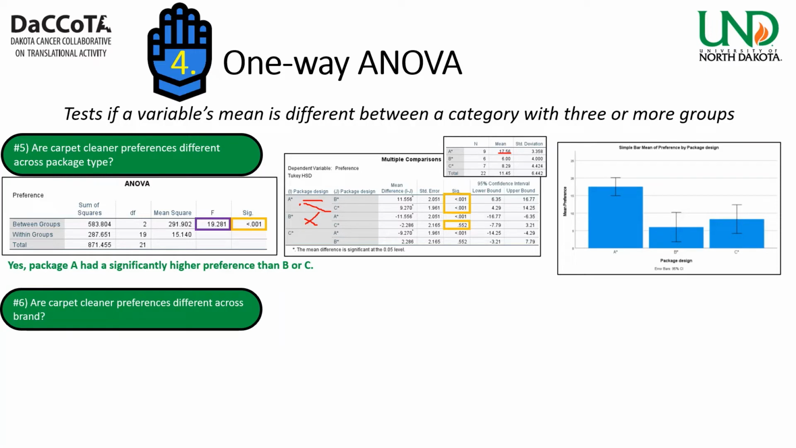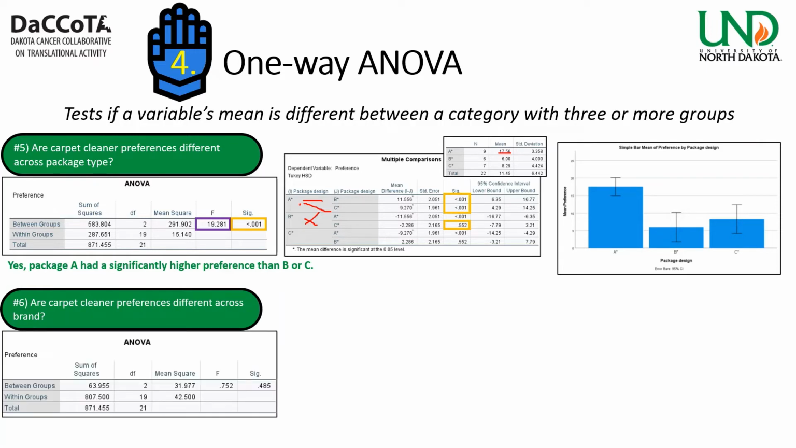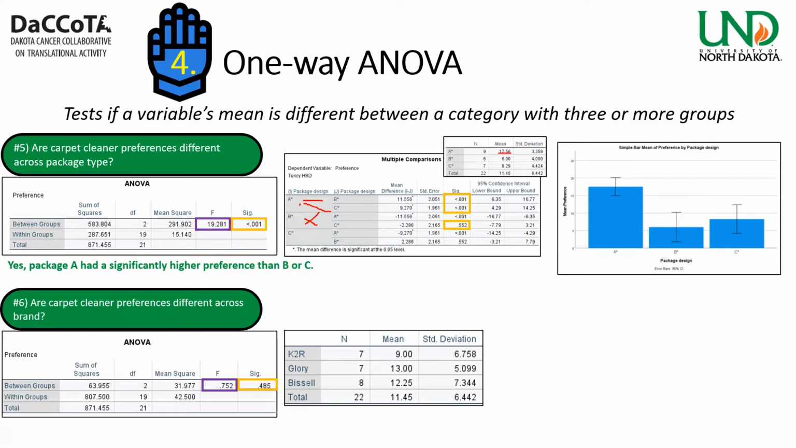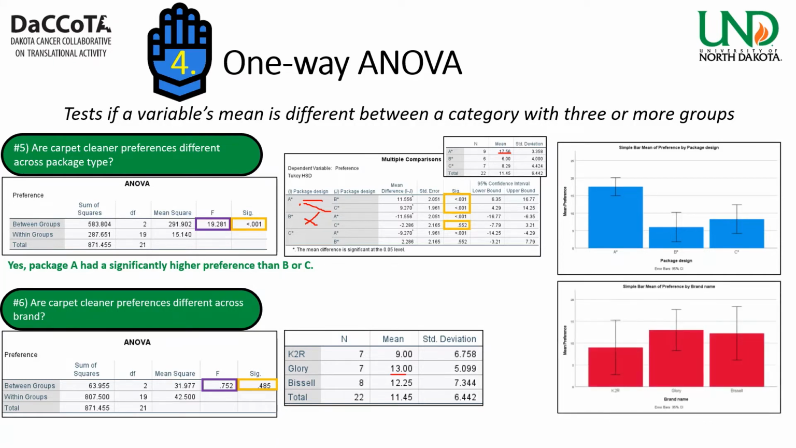What about cleaner preference across brand? Again, we can do this, but looks like that is not significant at all. Across the 3 brands, K2R, Glory, and Bissell. While Glory was the highest, there's so much variation that there wasn't a significant difference across brand.